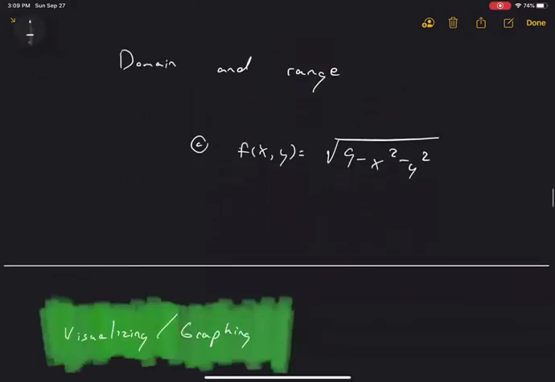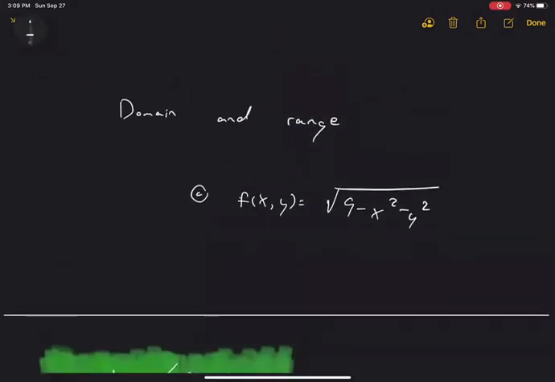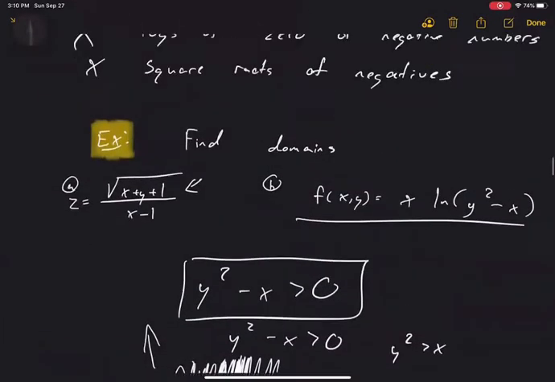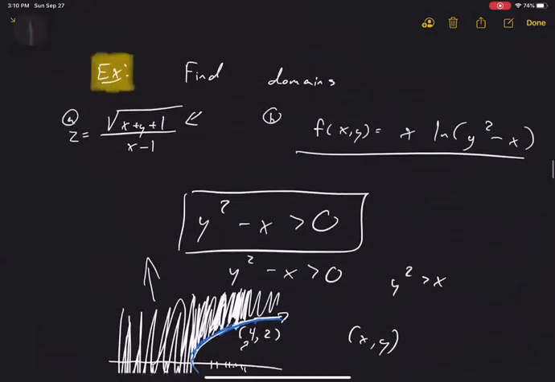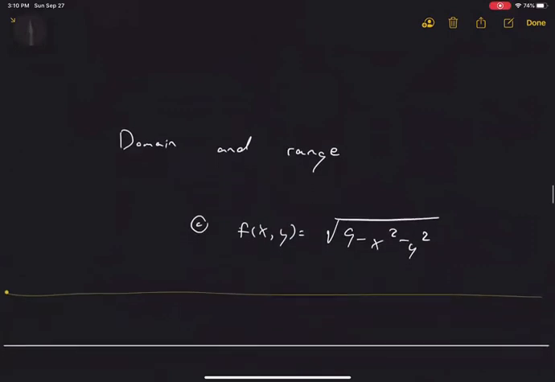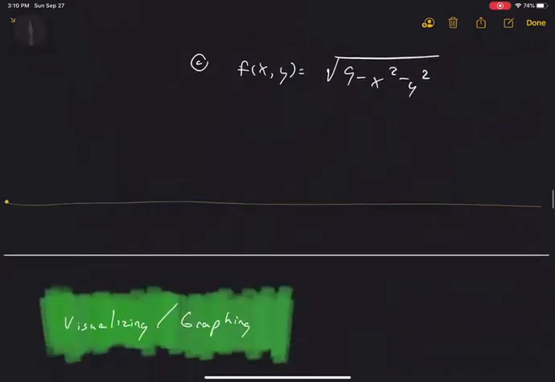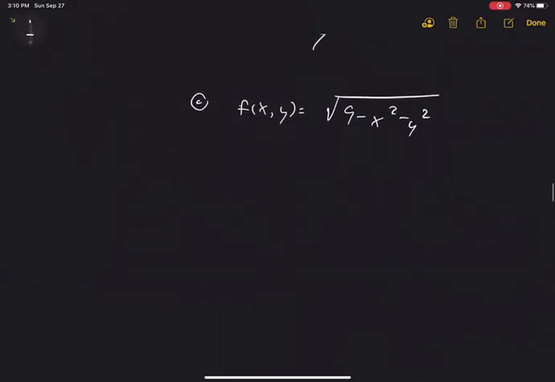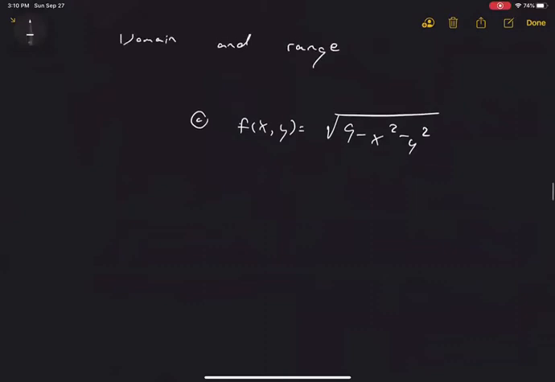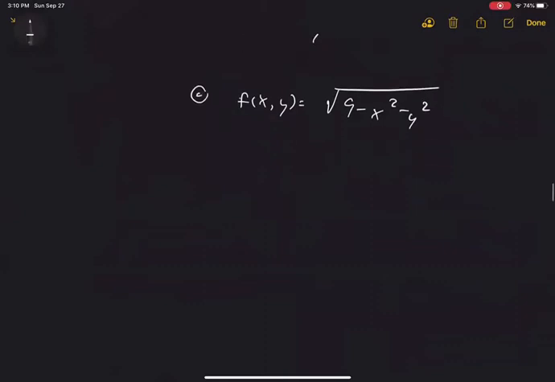Let's do one more example, and this is a good one because it's the last remaining case out of these three things. I guess we did a square root already, but let's do one again. This one's interesting, and we can do domain of this, or excuse me, we can do range of this as well. So we have f(x, y) equals square root of 9 minus x squared minus y squared. First of all, let's do domain.